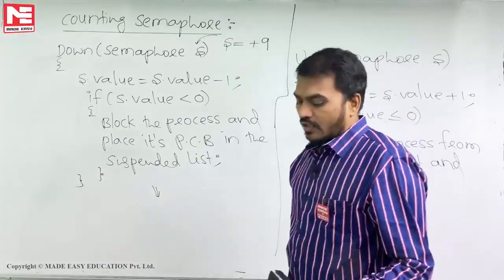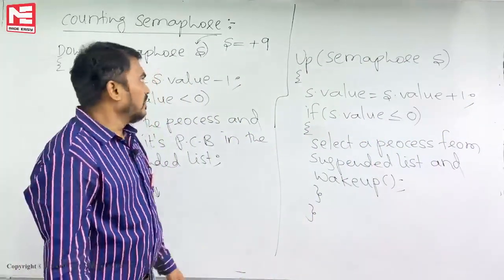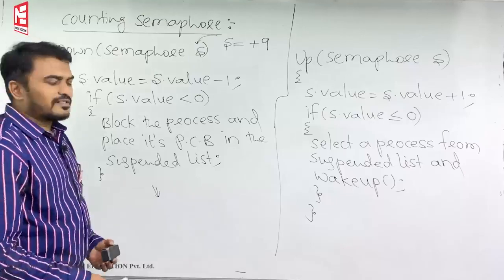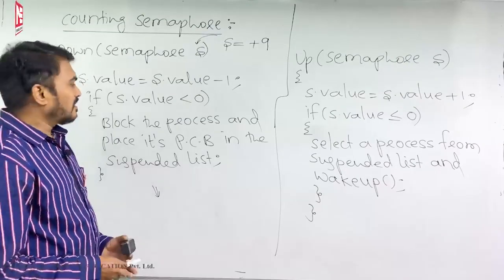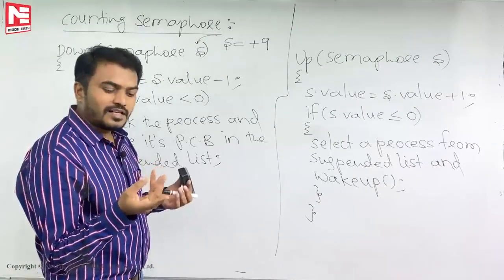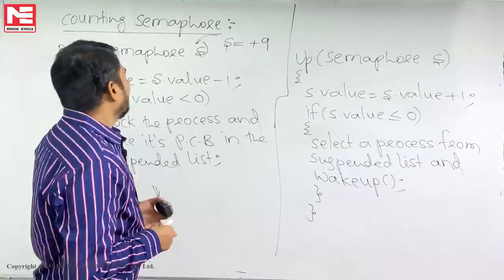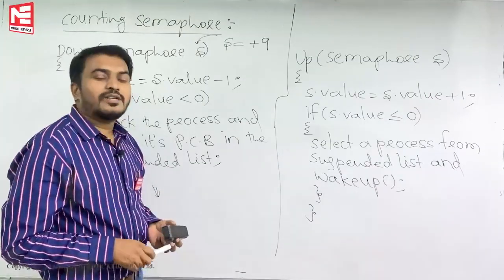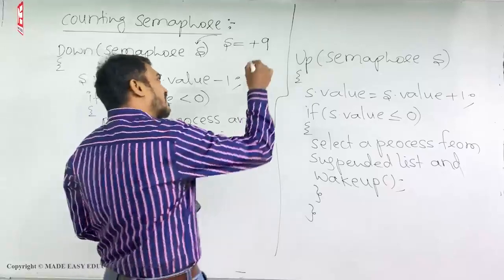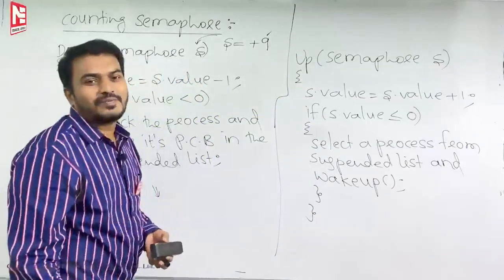Okay, so let's see what the right answer is. The initial value of the semaphore is plus 9. So how many successful down operations can we perform? Somebody is counting like this, 1, 2, 3, 4. Right. The initial value of the semaphore is plus 9, so 9 successful down operations you can perform.